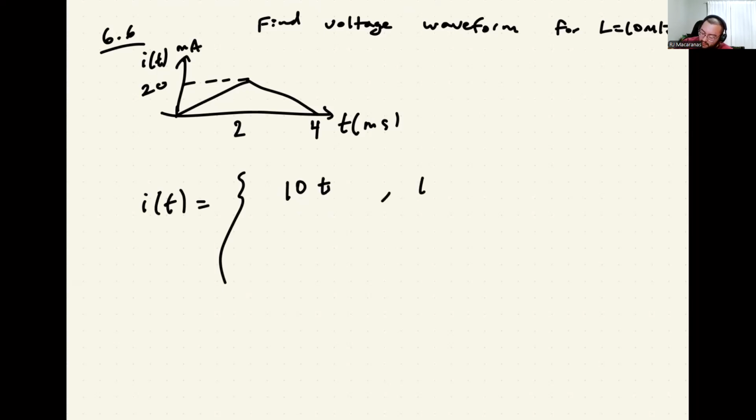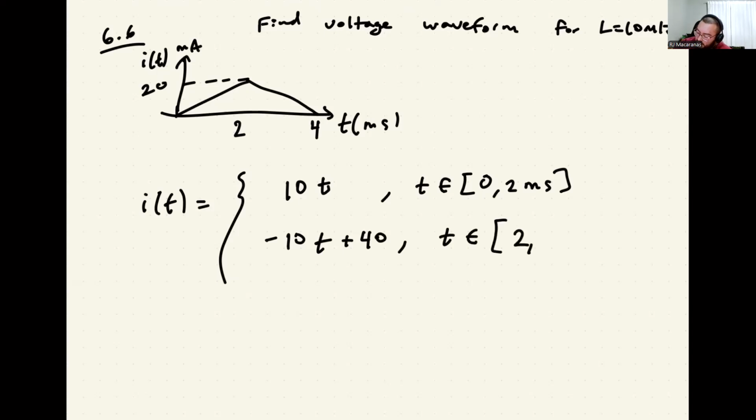For t, I usually like to write it like this. From t 0 to 2 milliseconds, and then the next interval, this second half here, is going to be minus 10t plus 40. And this is for t between 2 and 4 milliseconds there, right?